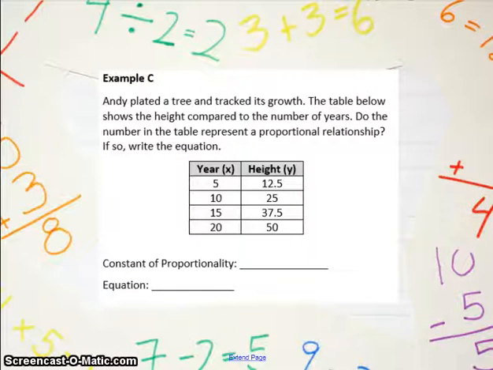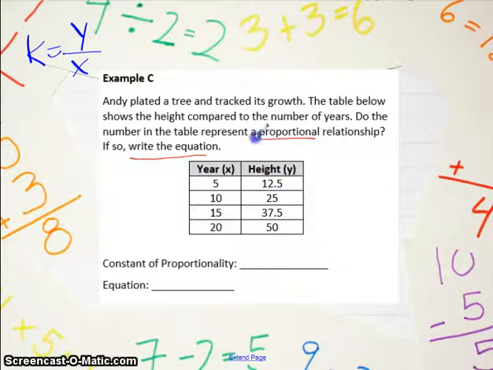All right, example C. It says Andy planted a tree and tracked its growth. Sorry, I forgot the end there. The table below shows the height compared to the number of years. Do the numbers in the table represent a proportional relationship? If so, write the equation. Okay, again, I've got an x column, I've got a y column. And I want to go in and check their constant of proportionality. Do they have one? So k equals y divided by x.